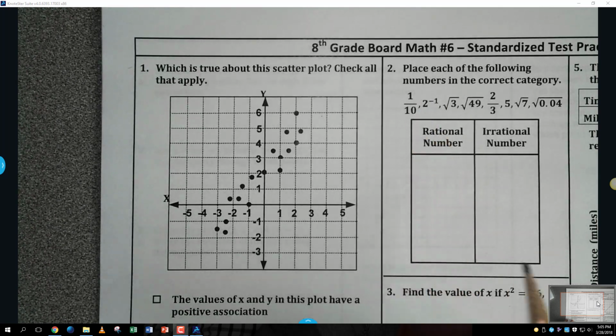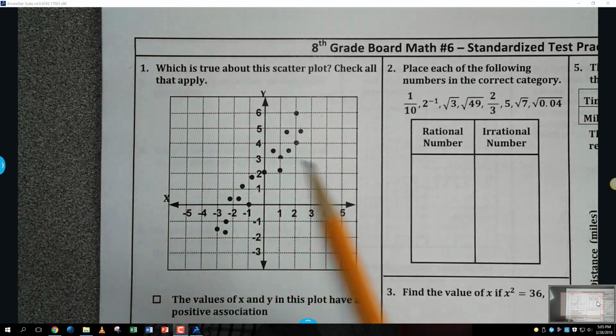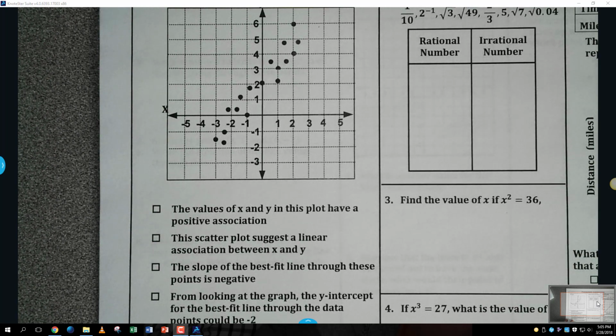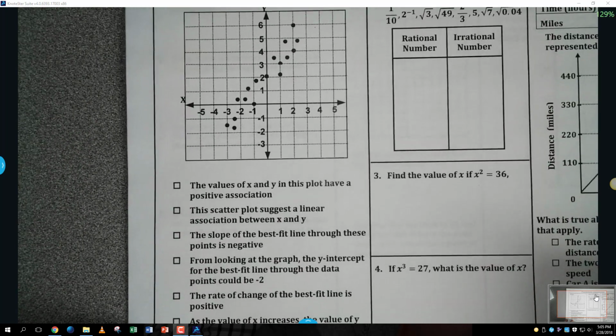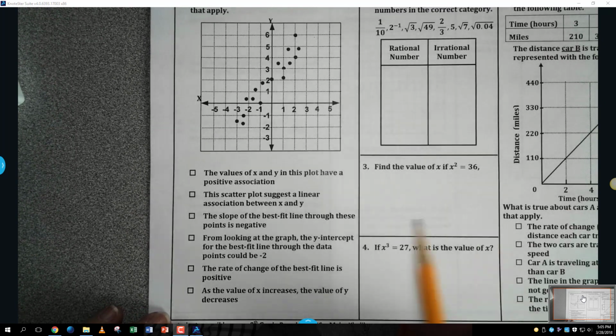And this is board number 6. Which is true about this scatter plot? Check all that apply. Okay, so let's see if I can get all of the choices in. There we go. Okay. All right.